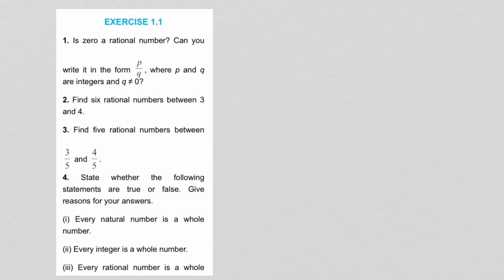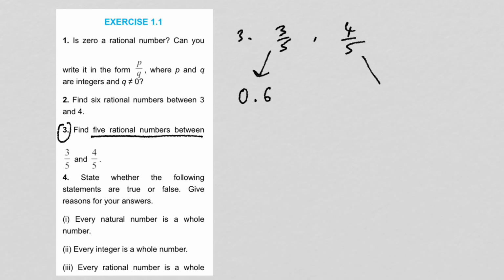In the third question, we have to find 5 rational numbers between 3 by 5 and 4 by 5. First of all, we convert 3 by 5 into decimal form, which is 0.6, and 4 by 5 is 0.8. And now between 0.6 and 0.8, we have to find 5 rational numbers.